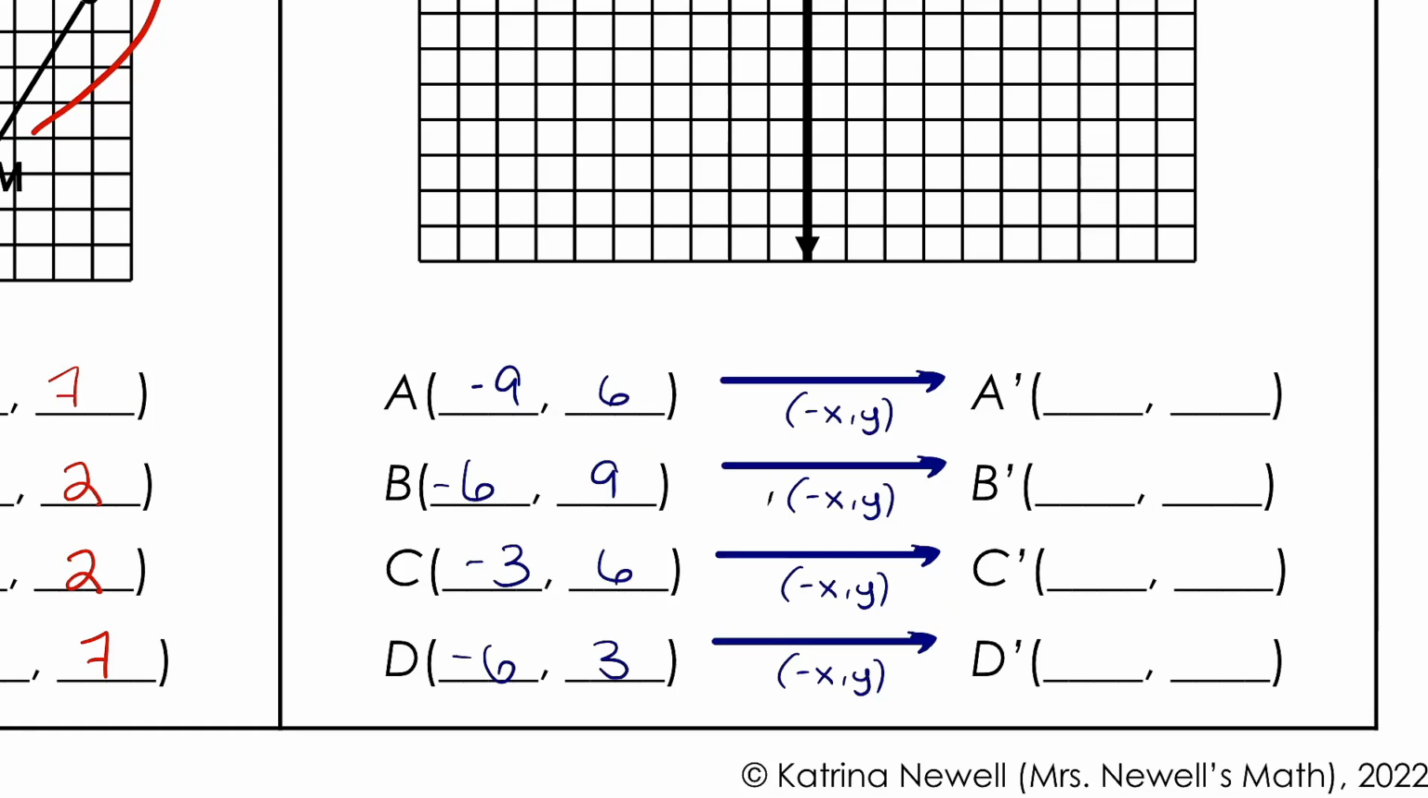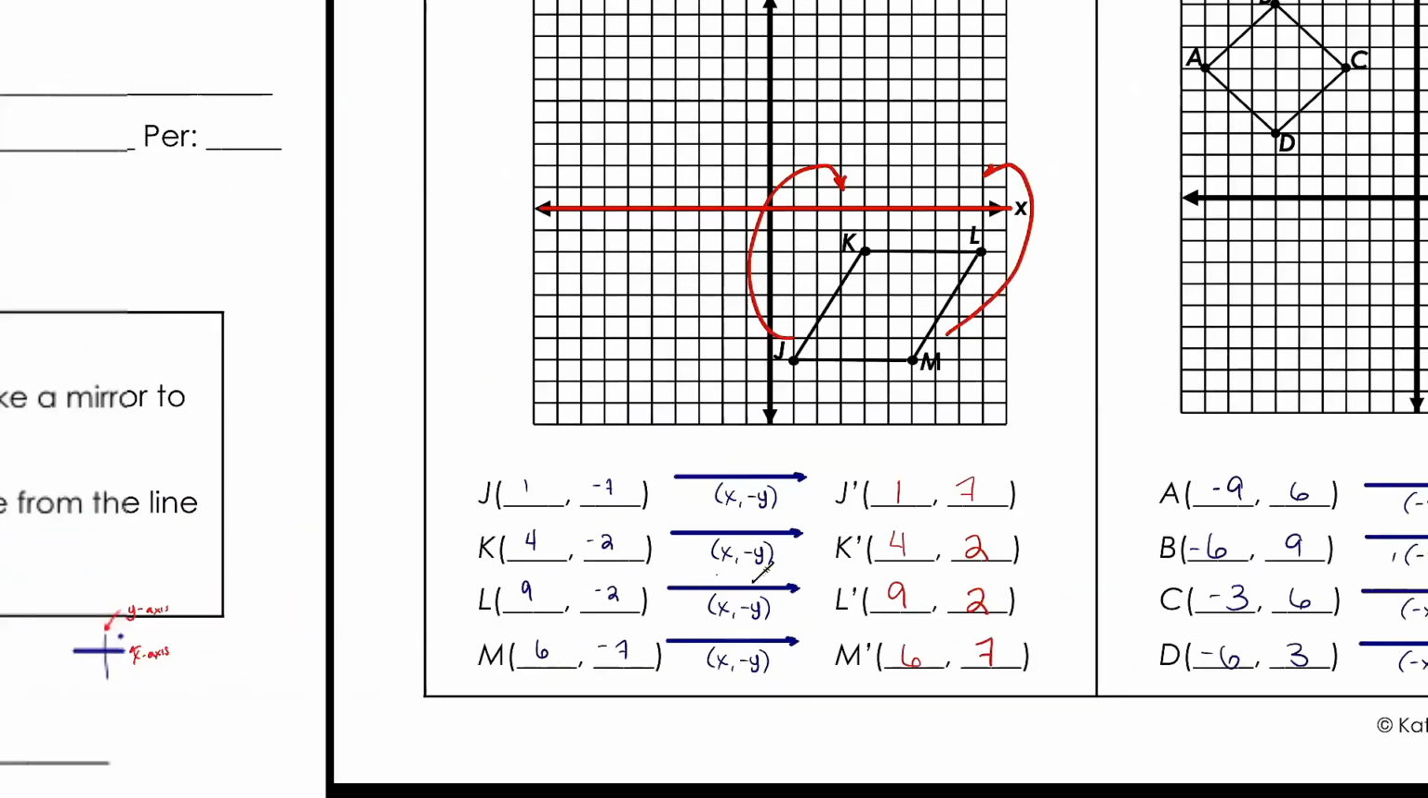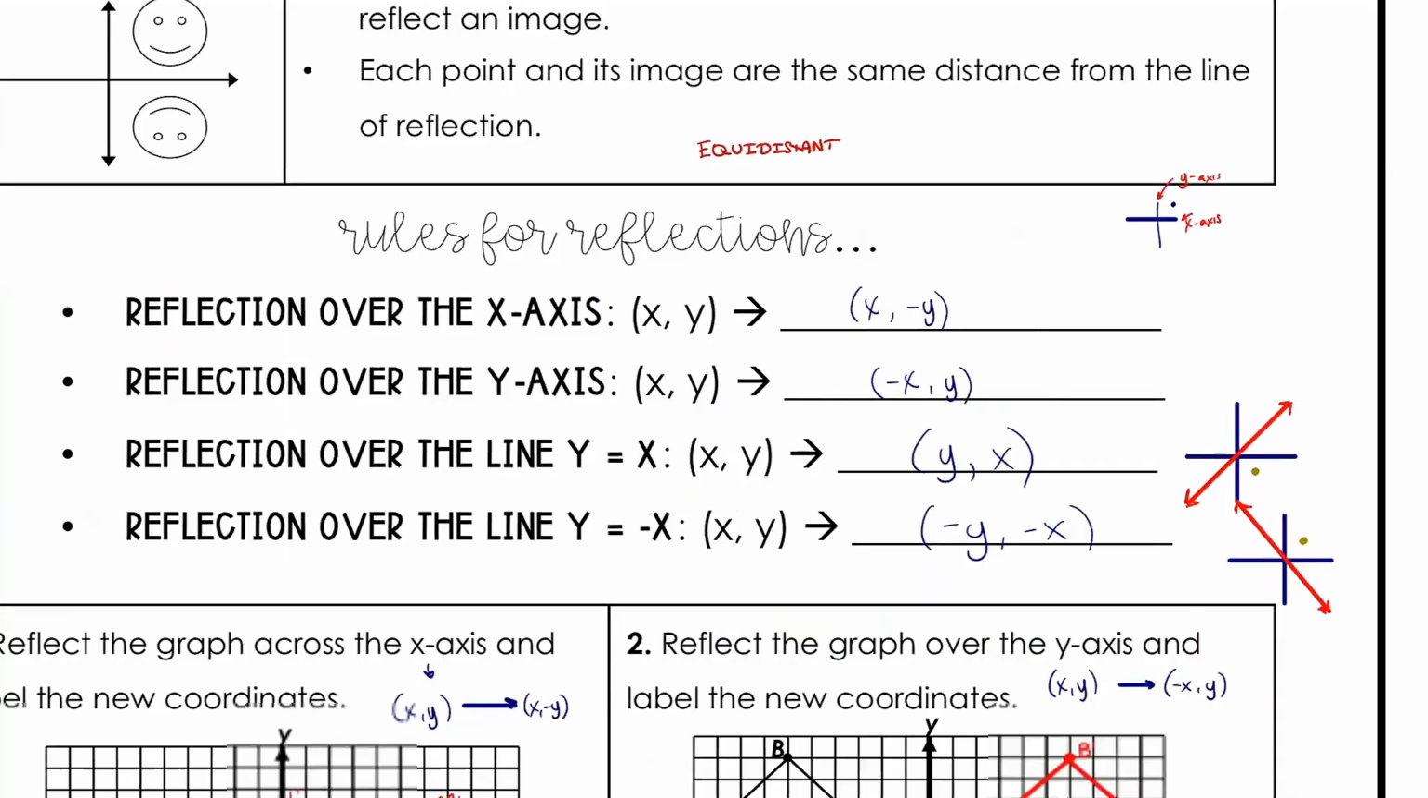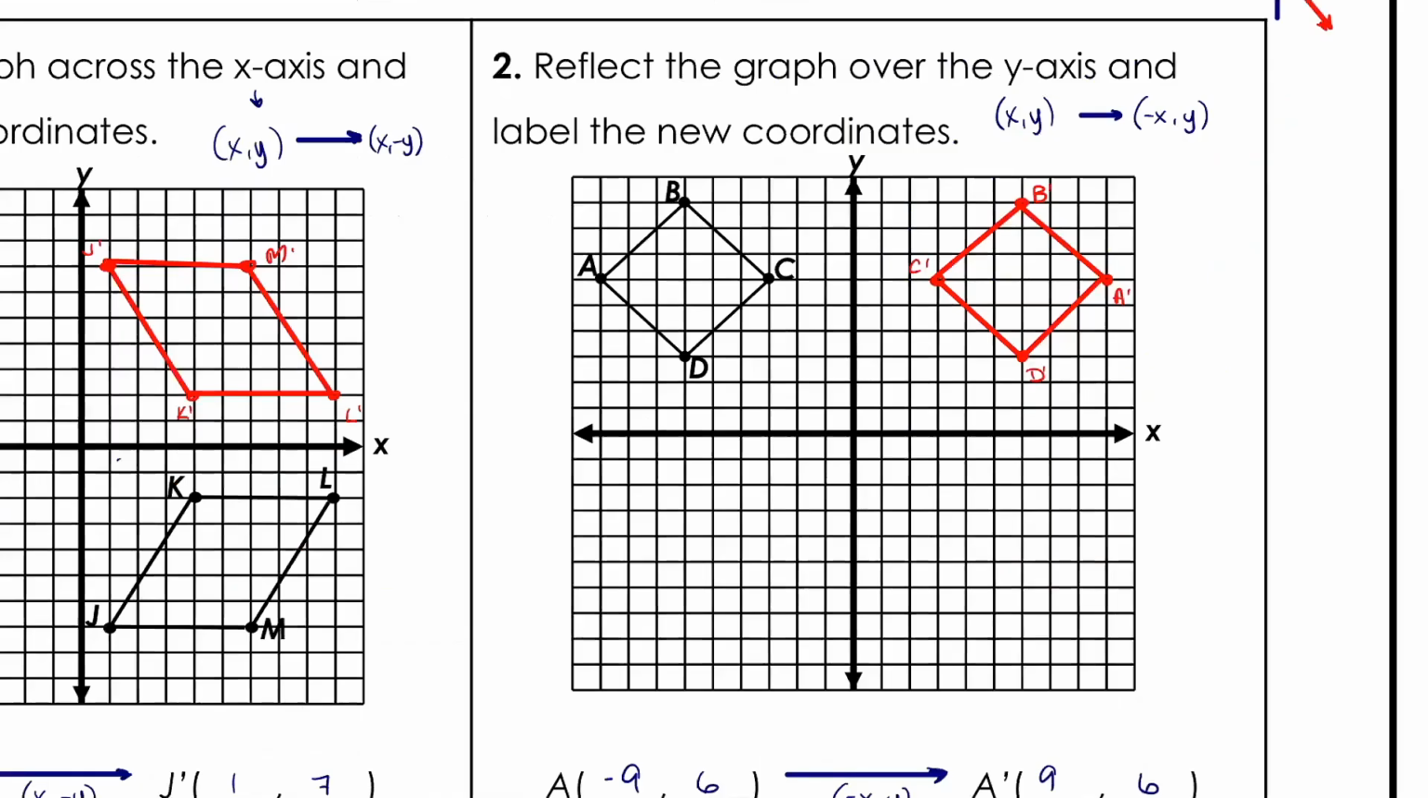Okay, -9 times -1 is 9. 6 times 1 is 6. -6 times -1 is 6. 9 times 1 is 9. -3 times -1 is 3. 6 times 1 is 6. -6 times -1 is 6. And then 3 times 1 is 3. That is also a great way for us to look at it because when we start to get to dilations and we're multiplying by our scale factor, we're already comfortable with multiplying. So we look at our picture, it's going to flip over the y-axis. And would you look at that beauty?